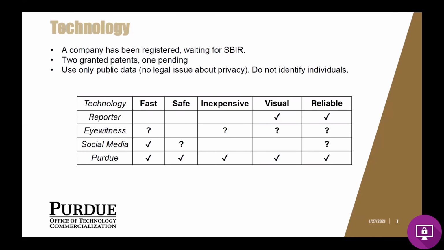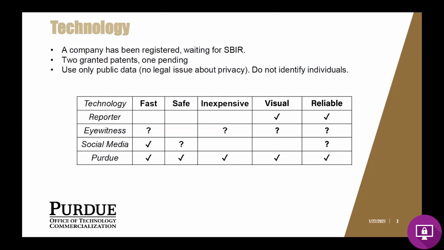Another method relies on eyewitness or citizen reporters. This can also be dangerous. We already know that social media is not a reliable source of information. In contrast, this technology can be fast, safe, inexpensive, visual, and reliable.